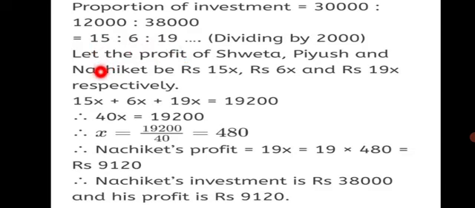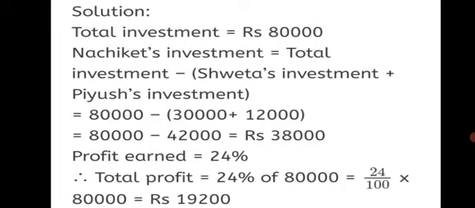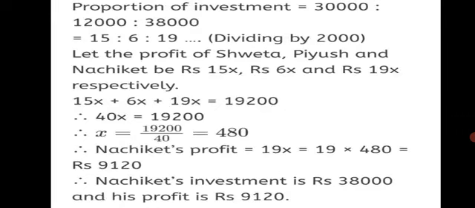Now we can assume, let the profit of Shweta, Piyush and Nachiket be rupees 15x for Shweta, 6x for Piyush and 19x for Nachiket respectively. Now we can form our equation. 15x plus 6x plus 19x is equal to, what is 19,200? It is the profit which they have earned, which we found out here. Total profit is equal to rupees 19,200. So we have got our equation.